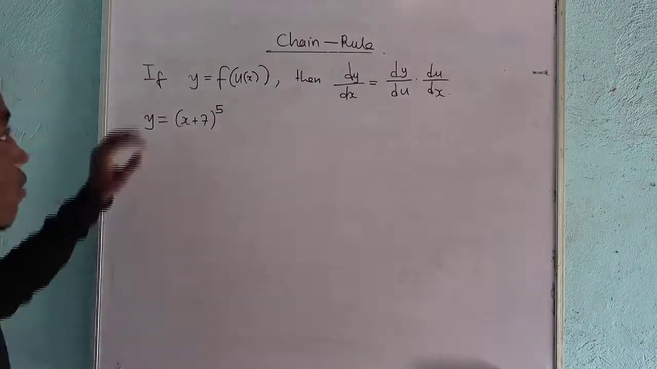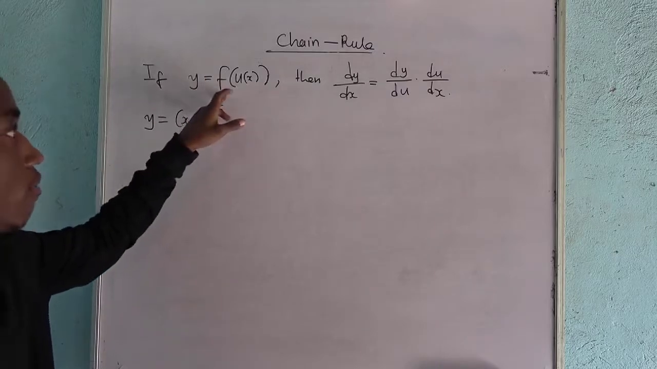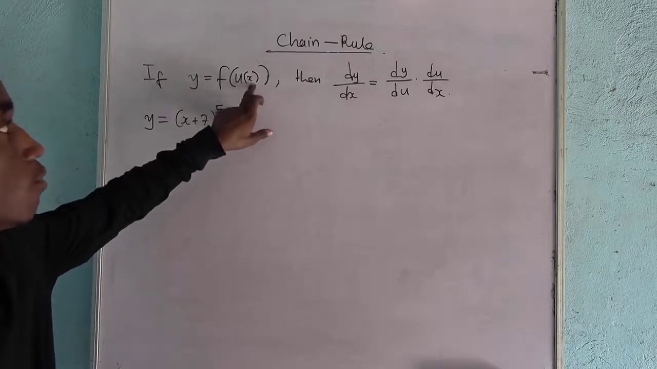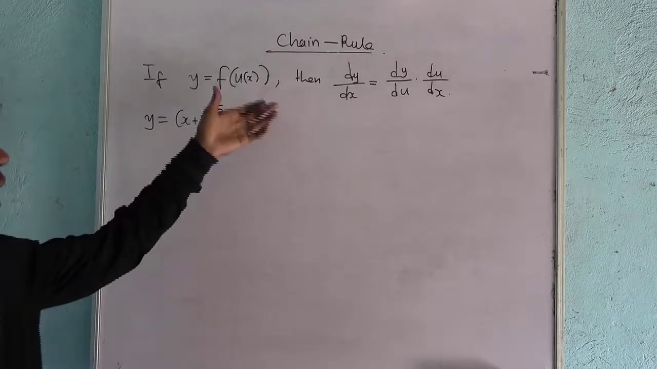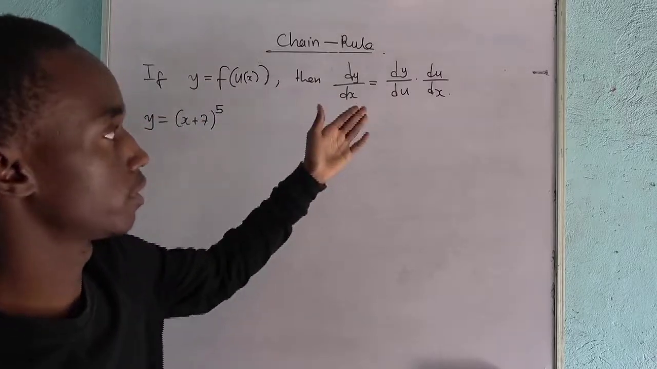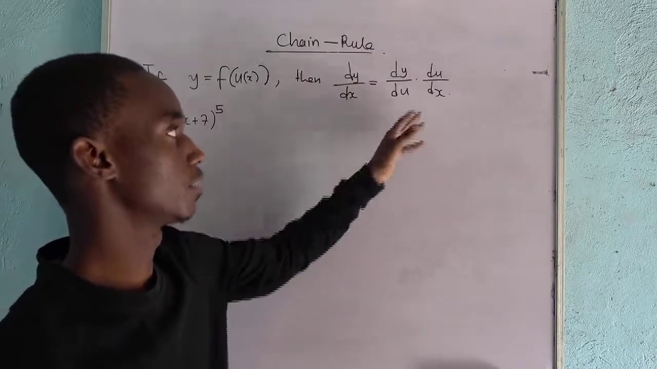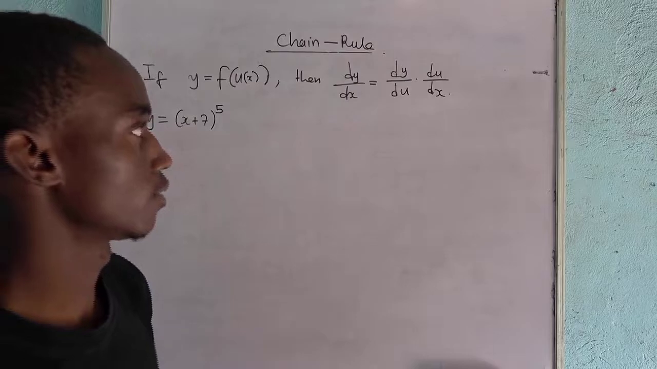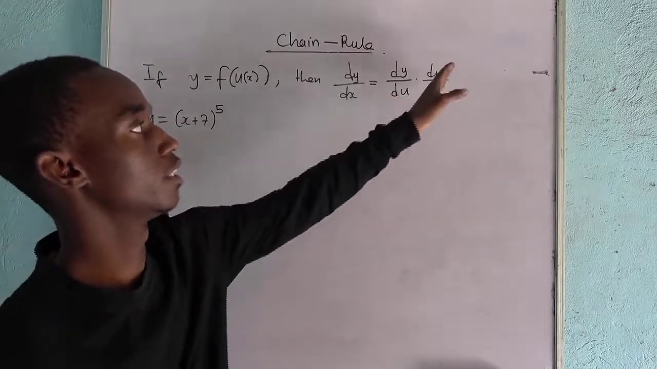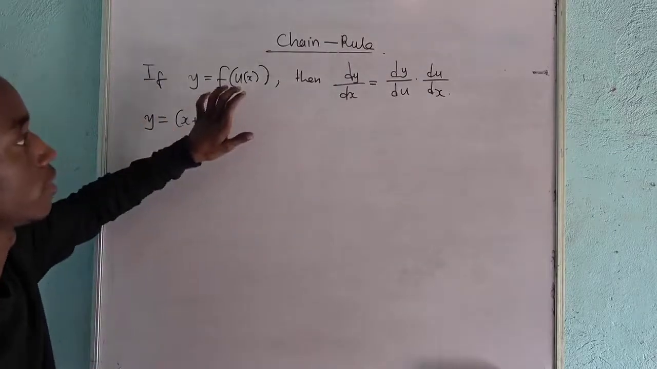So if y is some function f, in which f also contains another function u of x, then finding the derivative of y, we are going to say it's dy/du multiplied by du/dx. So first of all, we're going to figure out what is our dy/du and what is our du/dx. Before we do anything, I'm going to bring you back to this function here.